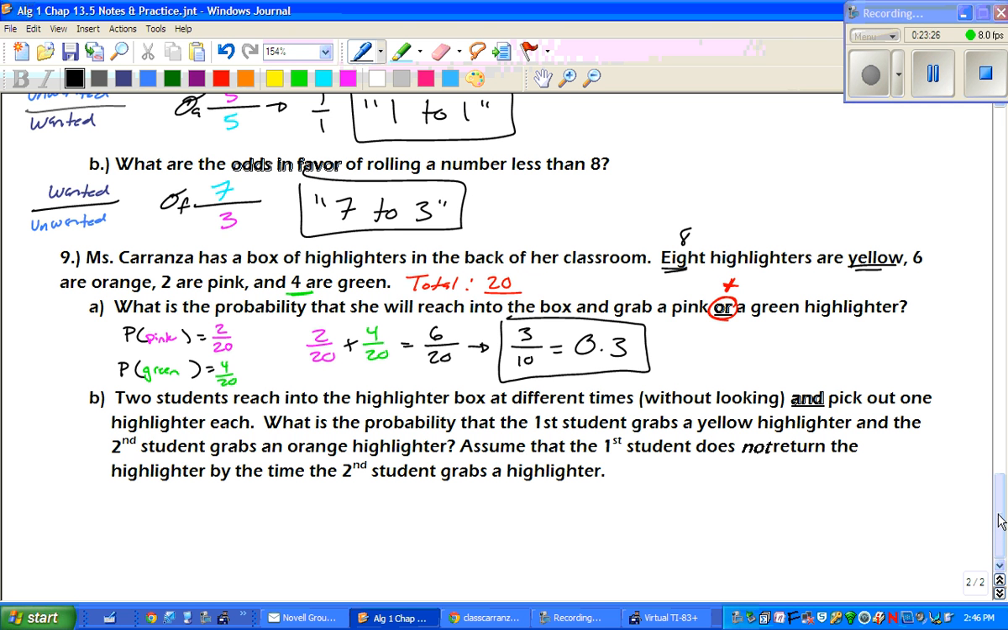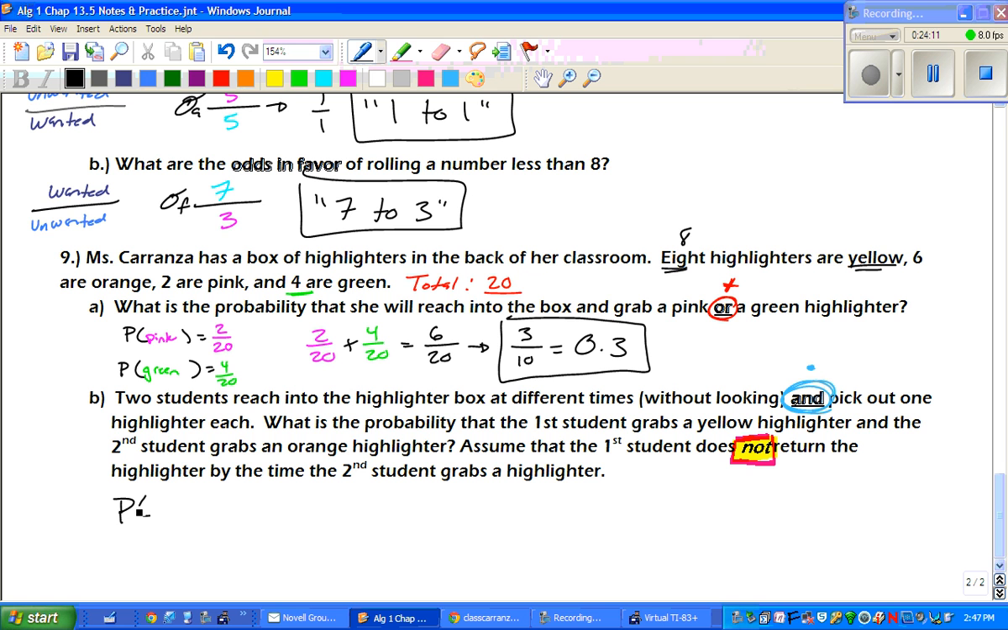Alright, B. 2 students reach into the highlighter box at different times without looking, and remember, and means to multiply. Pick out one highlighter each. What is the probability that the first student grabs a yellow highlighter and the second student grabs an orange highlighter? Assume that the first student does not return the highlighter by the time the second student grabs a highlighter. Be careful, because I don't think yours has the word not there. So, does not return it.